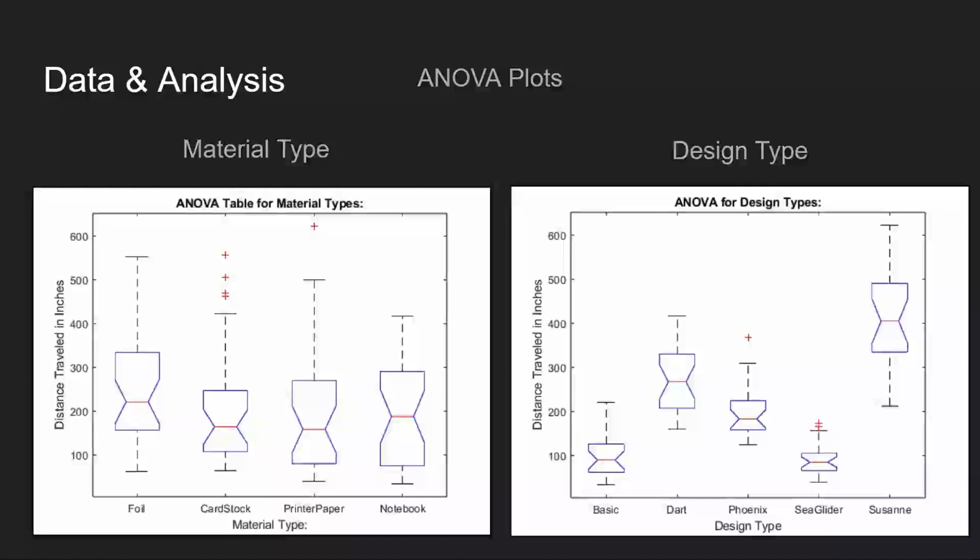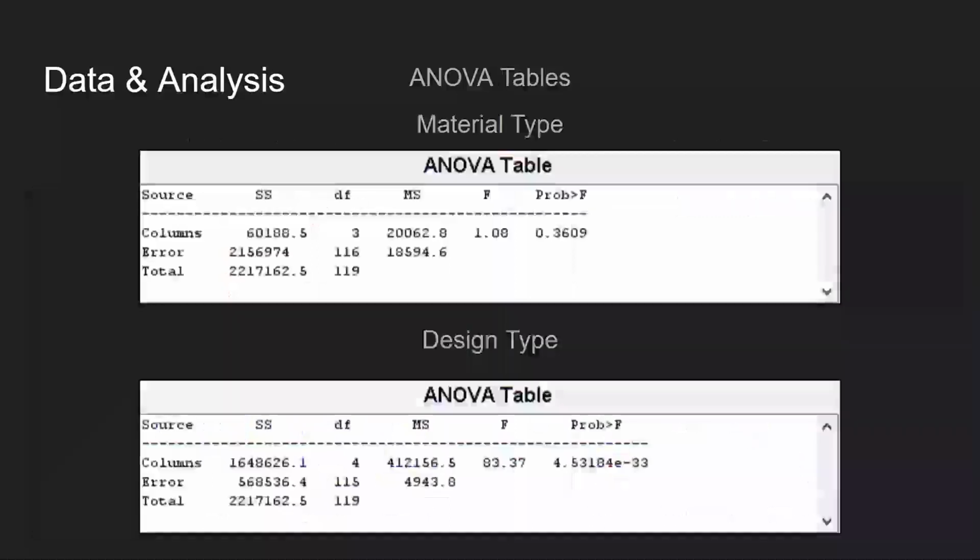So we can see that there's quite a lot of variance for design, and there's a lot less variance for material, which we'll talk about a little bit later. These are our two ANOVA tables. The top one is for the material, bottom one's for the design. These tables show the calculations used to determine the p-value to see if H0 could be accepted or rejected.